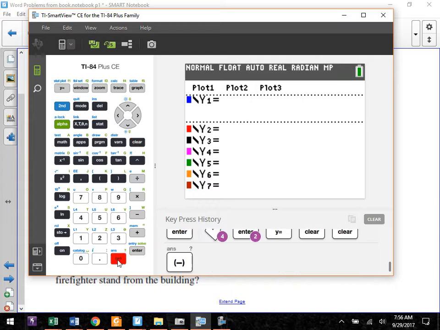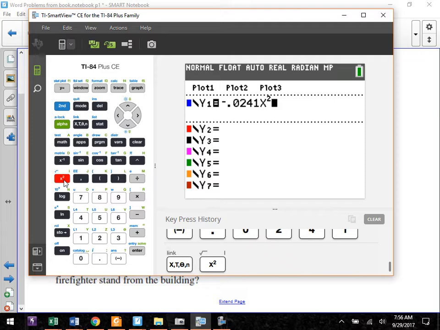So let's see here. Negative 0.0241 x squared times 2 for 1. Get it? 2 for 1 deal. You guys missed Sev. I know, he was much funnier.